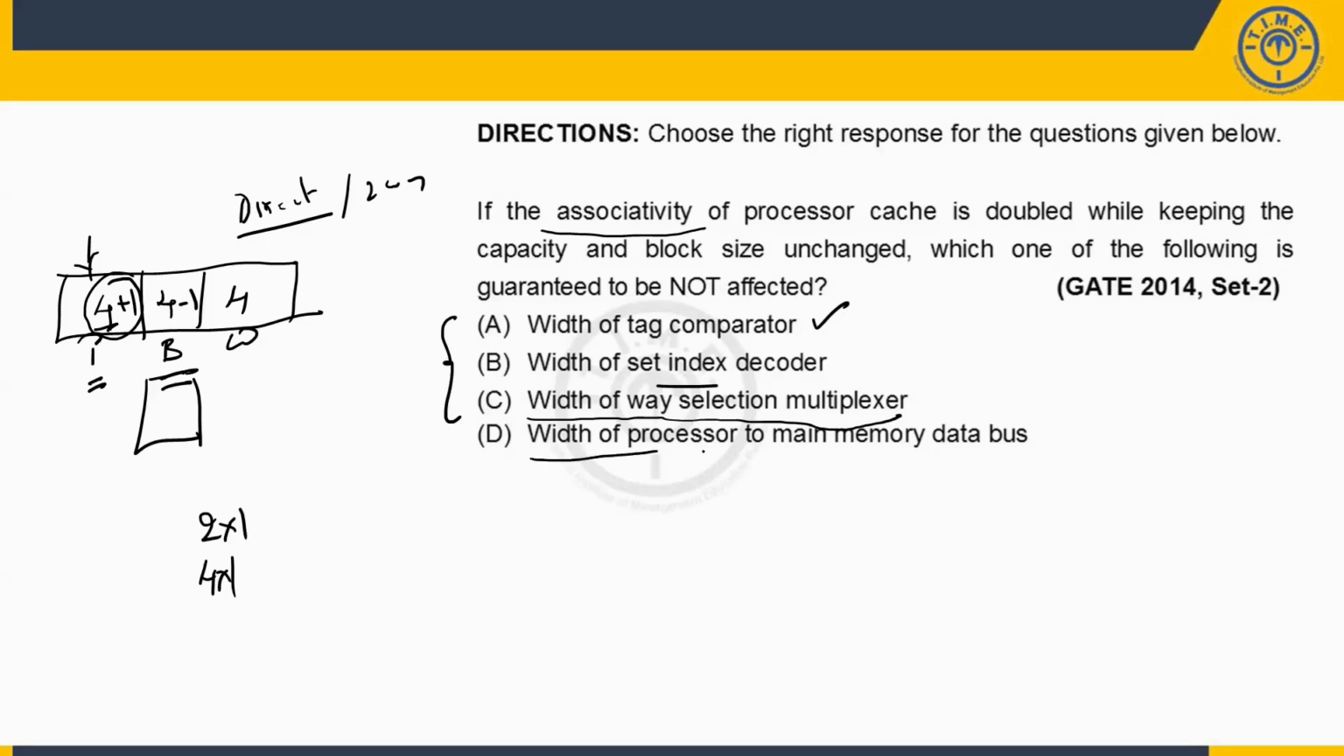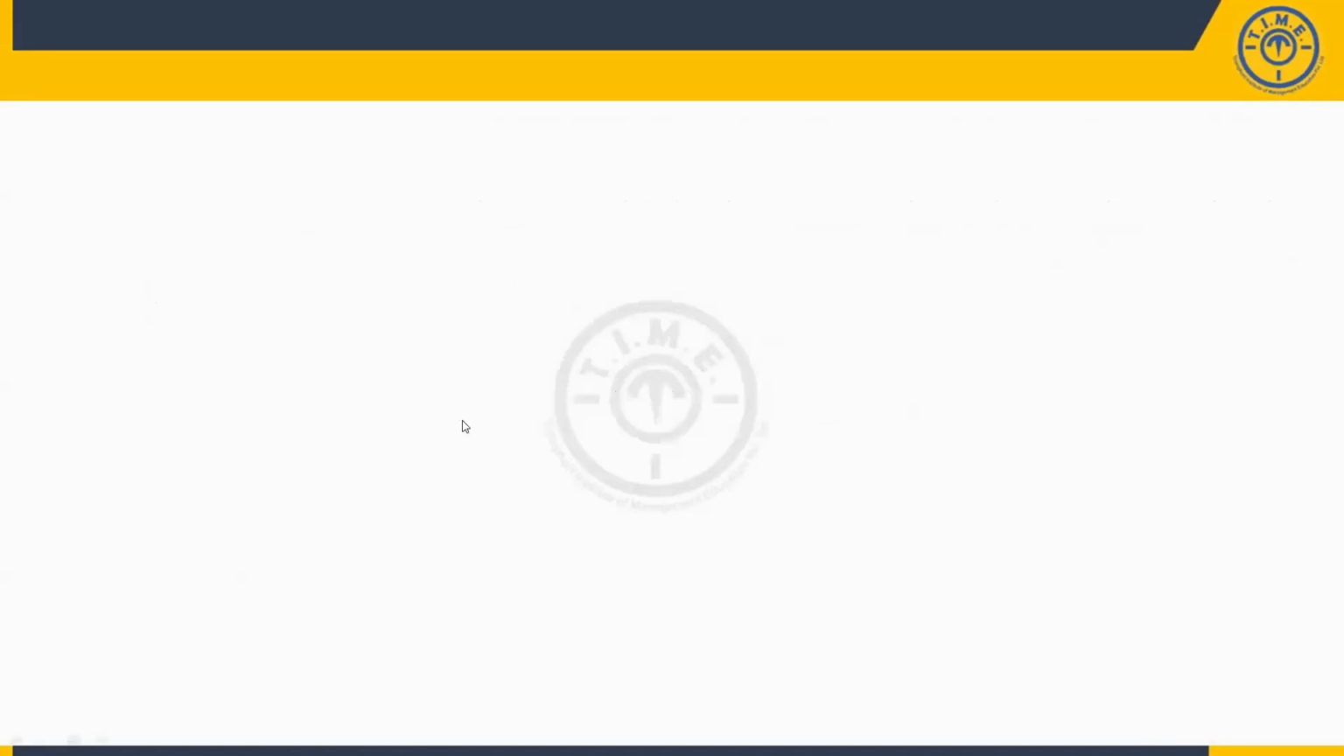But the width of the processor to main memory data bus size, under no circumstances, whatever you change, data bus size will not change. Data bus size will be defined by the CPU size. If you get a 64-bit CPU, data bus size will be equal to 64 bits. That will never change under no circumstances. The only factor that affects the data bus size is changing your entire computer system. So under no circumstances, this option D would ever change.